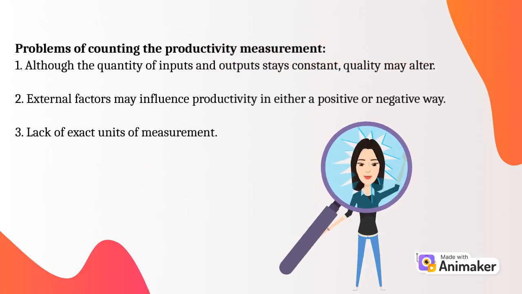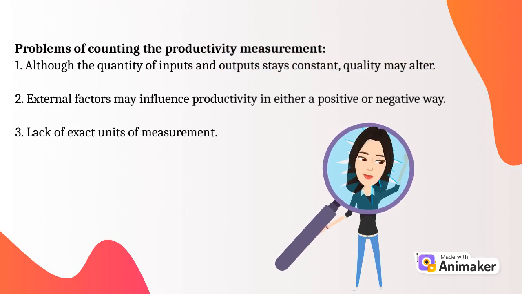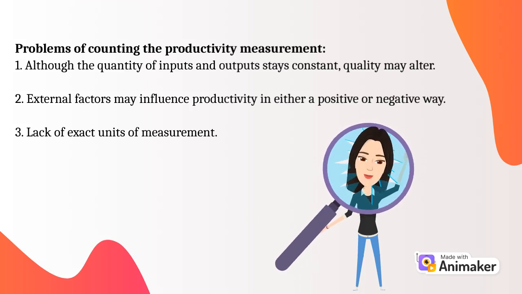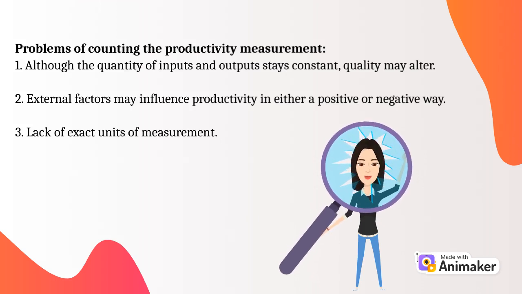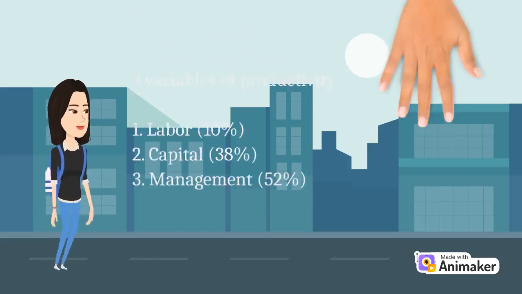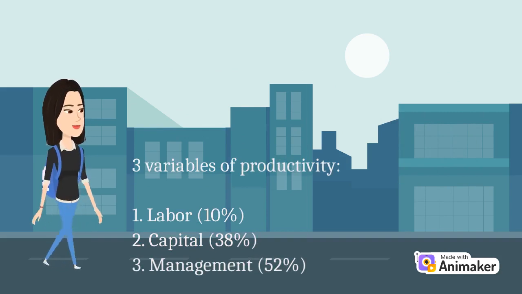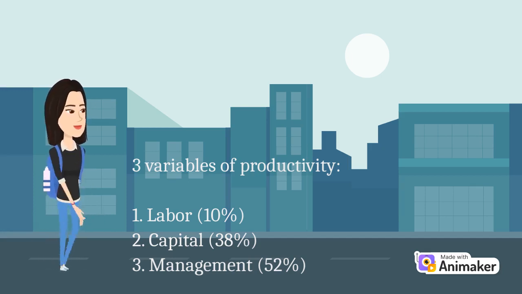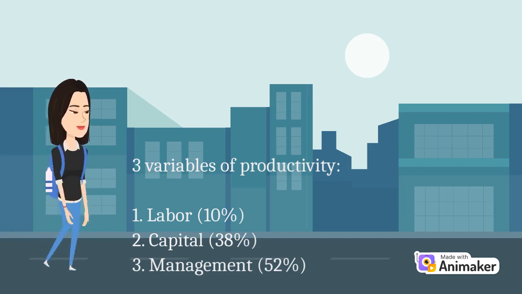Some problems when counting the productivity measurements are first, although the quantity of inputs and outputs stay constant, quality may alter. Second, external factors may influence productivity in either a positive or negative way. Third, the lack of exact units of measurement. There are three variables of productivity. These include labor, contributing 10% of the annual increase, capital, contributing 38% of the annual increase, and third, management, contributing 52% of the annual increase.